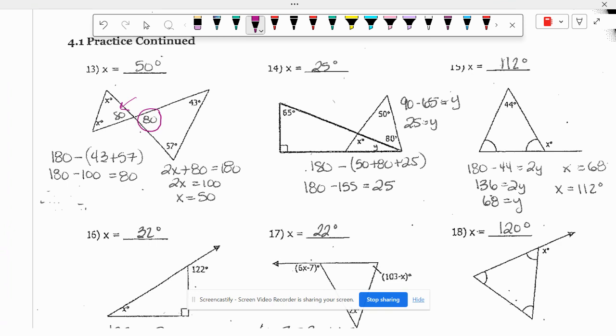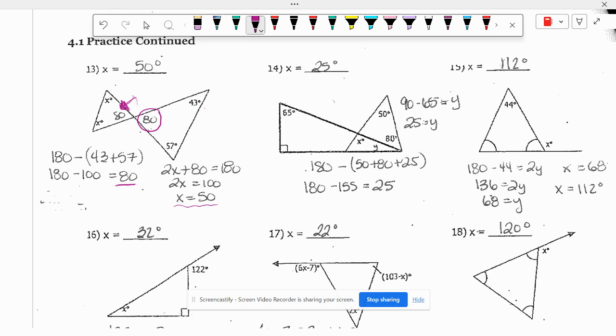So 43 plus 57 plus whatever this is, right? So 180 minus 43 minus 57 gives me 80. So this angle is 80. And that means that this angle that I have with the arrow drawn to it is also 80 because these are vertical angles. And we know that vertical angles are congruent to each other. So when I solve for this one, I have 2x plus 80 equals 180. 2x equals 100, which means x equals 50.